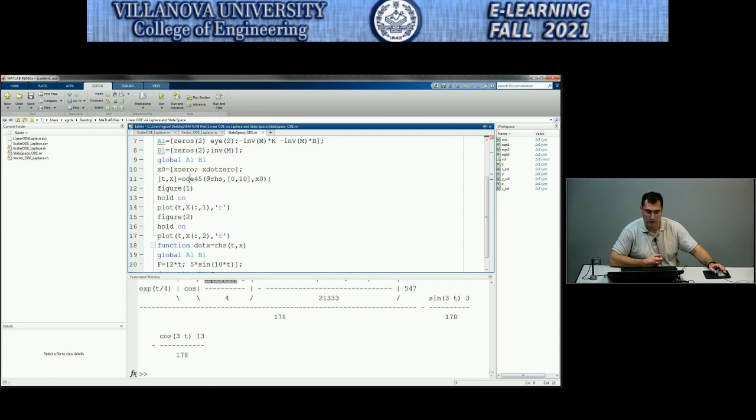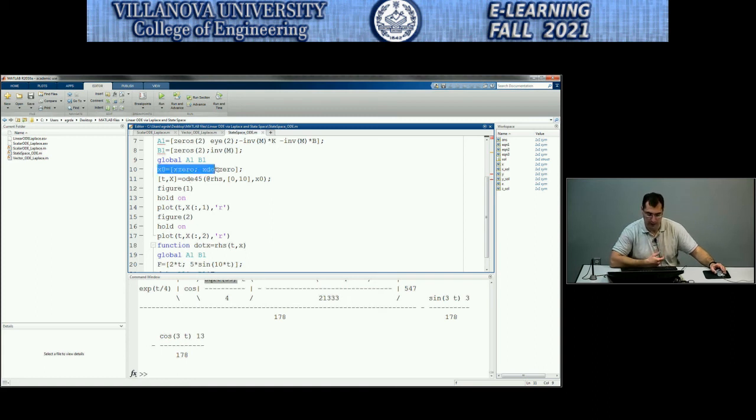Then I'm going to implement the command ODE45. MATLAB knows how to solve systems of first order differential equations via the command ODE45. And what we did by doing the state space representation is convert the second order differential equation into a system of first order differential equations. So in this case, MATLAB can handle this.